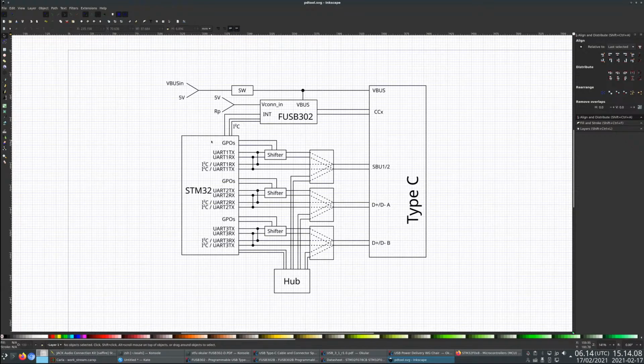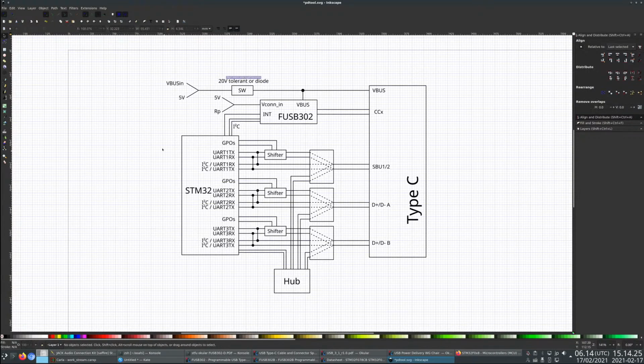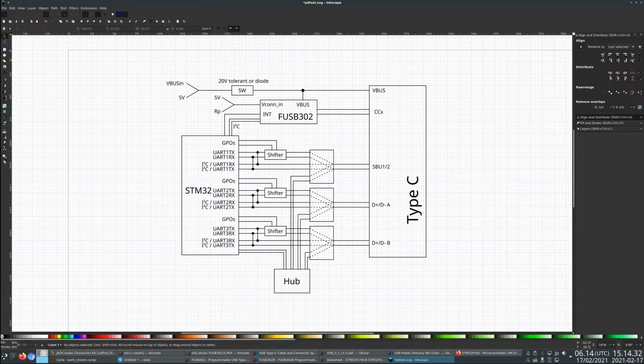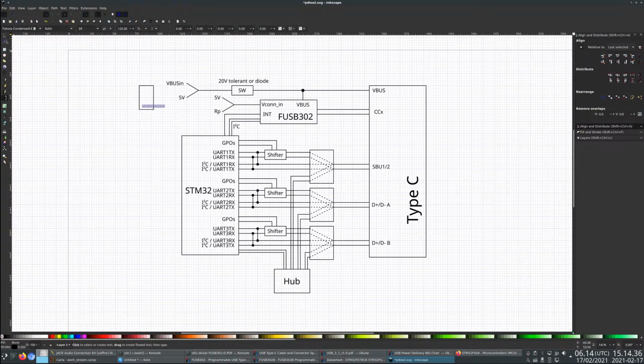So, yeah, we got the interrupt, I2C, and for VCon we got those two options for jumpers, and then for VBus we got these two options, and the switch needs, let's just make a note here that it has to be either 20 volt tolerant or a diode. And then there's going to be some kind of, actually, instead of VBus in, I'm going to call this an AUX connector here.